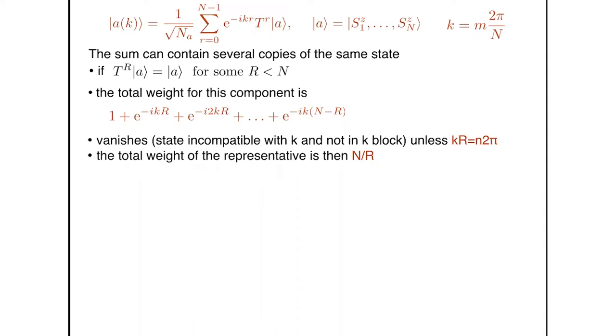Unless this condition holds, which you can write in some simpler way, because K itself contains 2 pi as well. K R is N 2 pi. K is M 2 pi divided by N. So you see that the 2 pi's cancel, and this condition eventually means that M multiplying R has to be divisible by N divided by R, which is how many of these copies you get with factor one. Okay, so that you have to check for. So if that's not true, you simply don't include that state in your momentum basis.